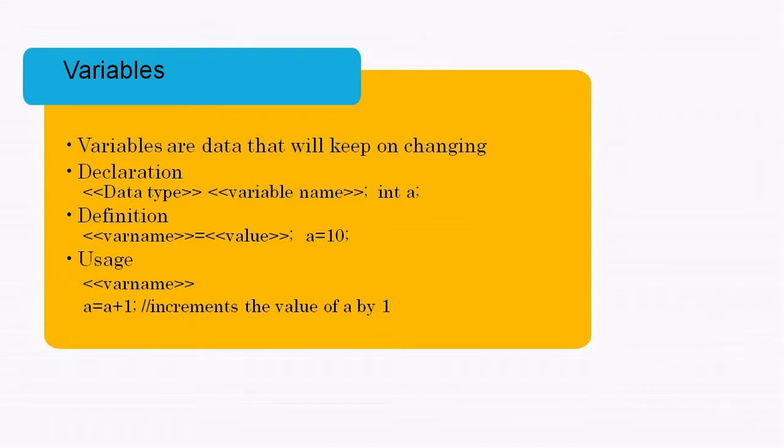Variable. What is a variable? Variables are data that will keep on changing. Declaration. How to declare a variable? First, you have to write the data type of the variable, then the variable name. Suppose this is an example of a variable. A is a variable and its data type is int. It is an integer type variable. Suppose A is 10.